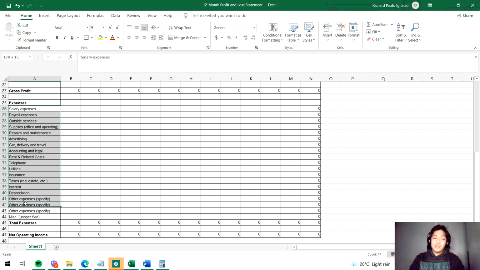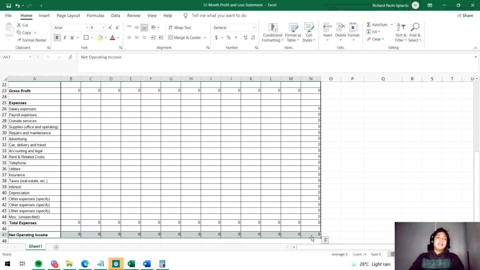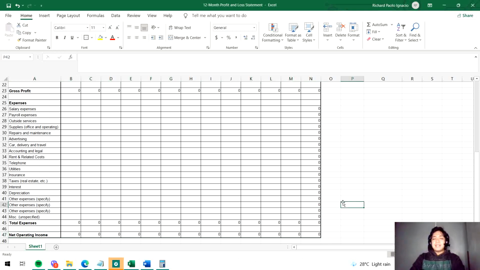Again, this will all depend on you as the business owners, kung ano ang mga expenses na ma-accumulate ninyo in your business. Pwede kayo magdagdag dito, pwede kayo magbawas. Again, this is all up to you. After generating your total expenses, you have to now subtract total expense from gross profit. After subtracting total expense from gross profit, makukuha nyo na ang net operating income natin. And that's it for income statement. Ganun lang siya kabilis, ganun lang siya kadali.